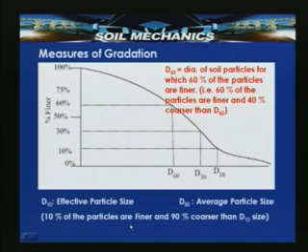D10, which is termed the effective particle size, means that 10% of the particles are finer and 90% of the particles are coarser than that particular particle size D10. Similarly, D60 means the diameter of the soil particles for which 60% of the particles are finer and 40% of the particles are coarser than D60. That is what is meant by D60. So, we typically use D10, D60 and D30 in arriving at measures of gradation.